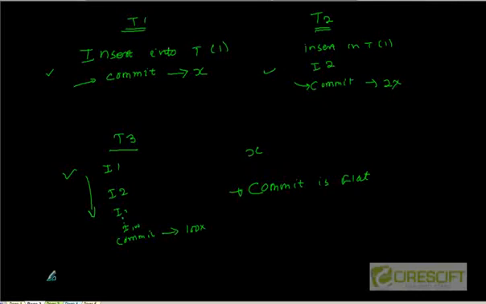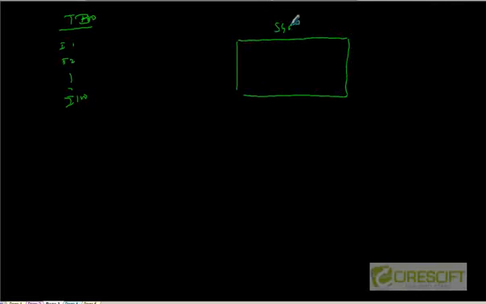And why is that? Let's try to understand. Whenever we are doing the T3 transaction, we are inserting 100 rows, I1, I2 up to I100. At that time, this is our SGA. In the SGA, I have the buffer cache, and then I have the redo buffer. So this is my buffer cache, and this is my redo buffer.